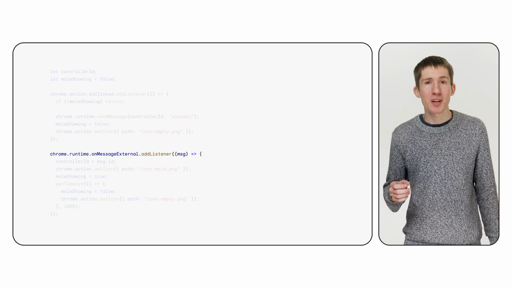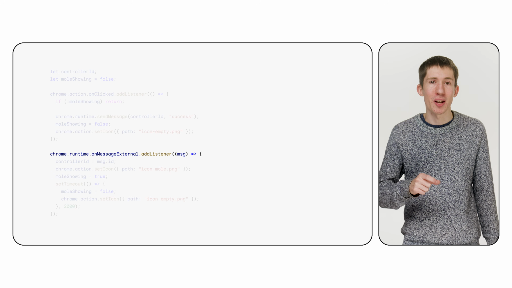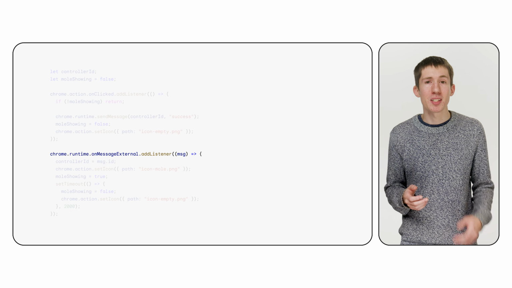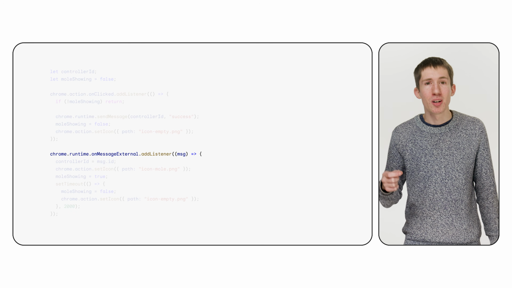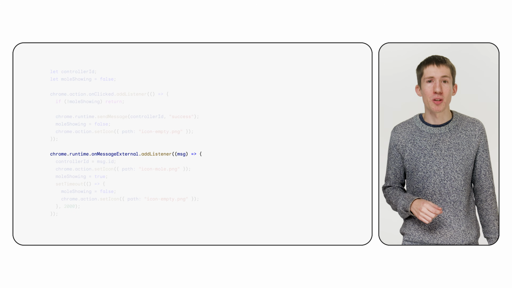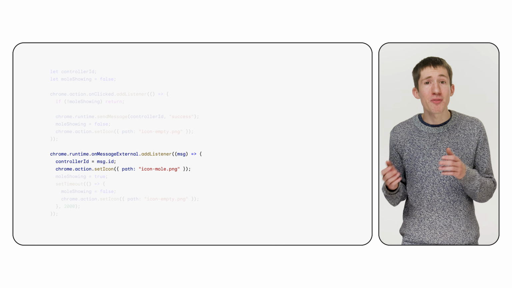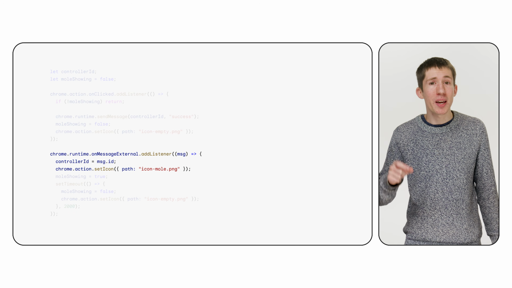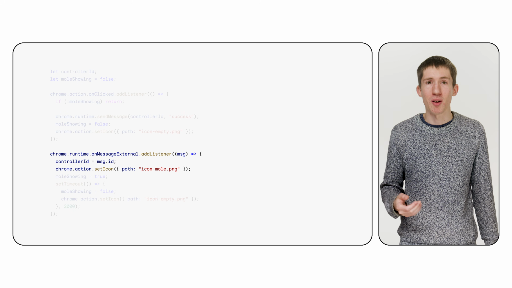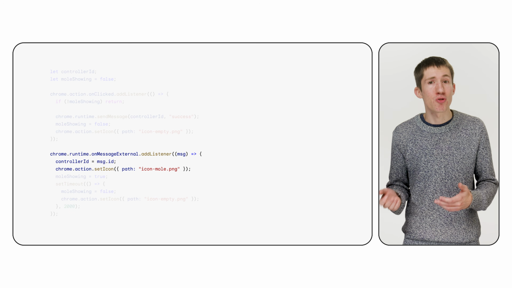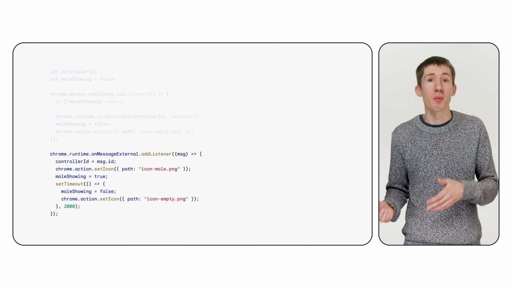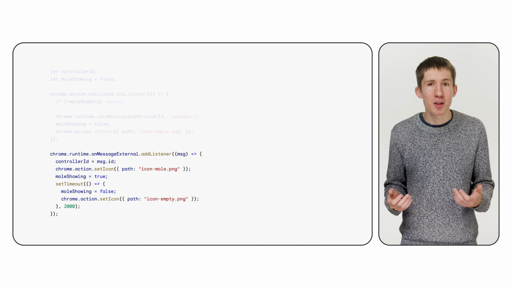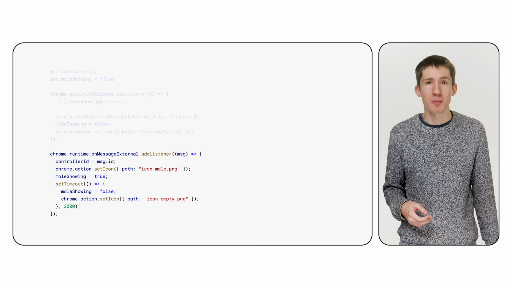As you can see, we're registering a listener for the onMessageExternal event. Since this extension is going to receive a message coming from another extension, it fires this event rather than the onMessage event you might be used to using. When the event fires, we use the action.setIcon API method to update our icon. We keep track of the controller ID so we can send a response, and we also set a timeout to put the icon back. We also update a variable to track that the mole is currently showing.